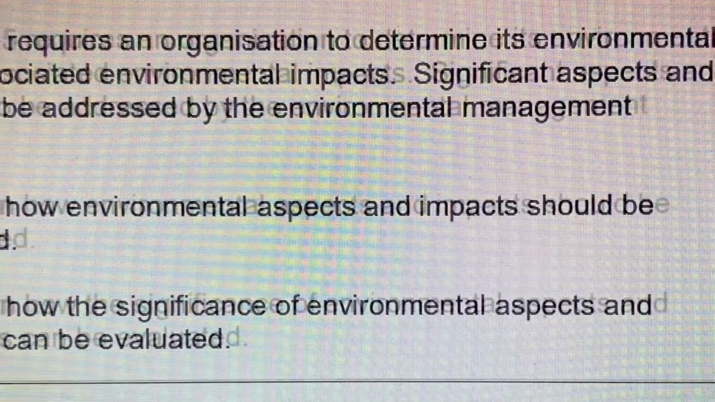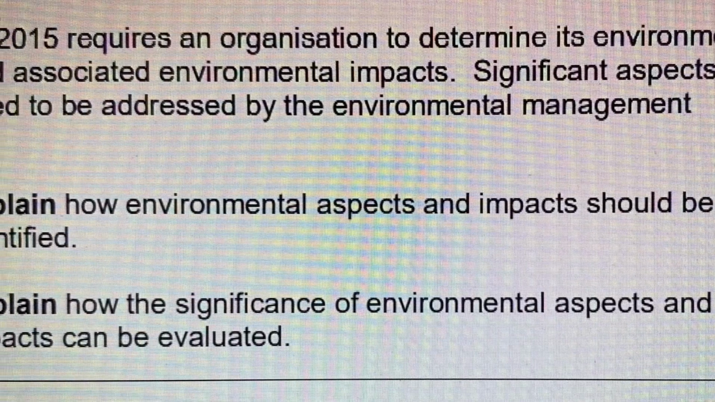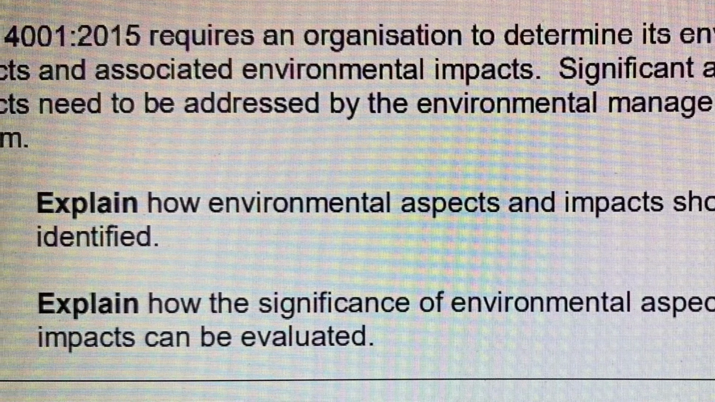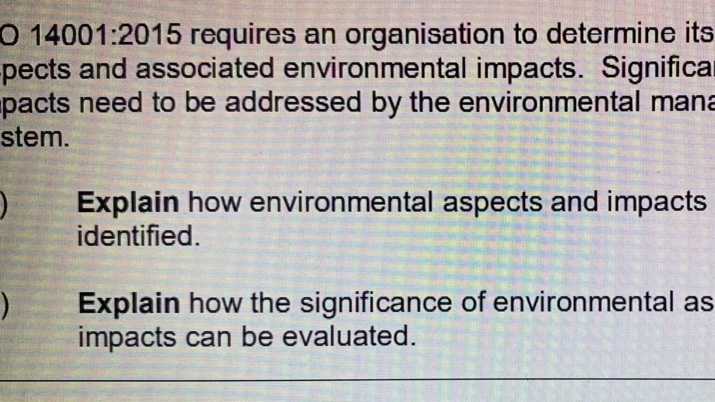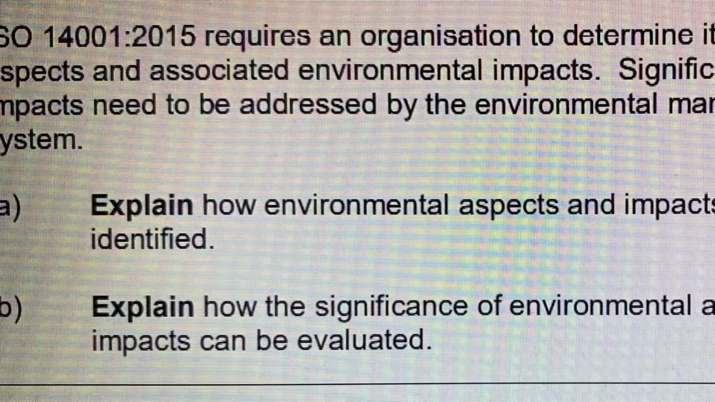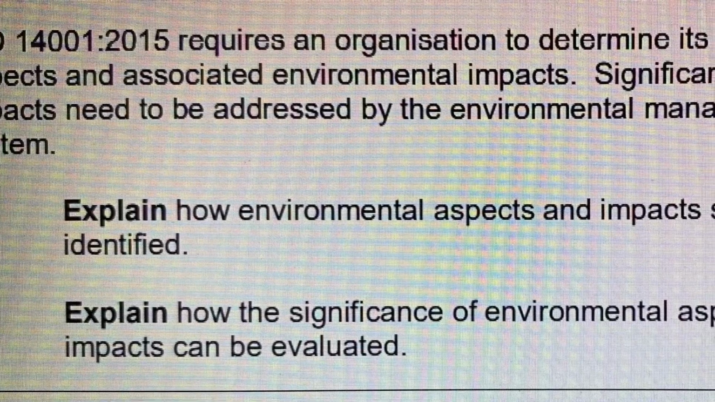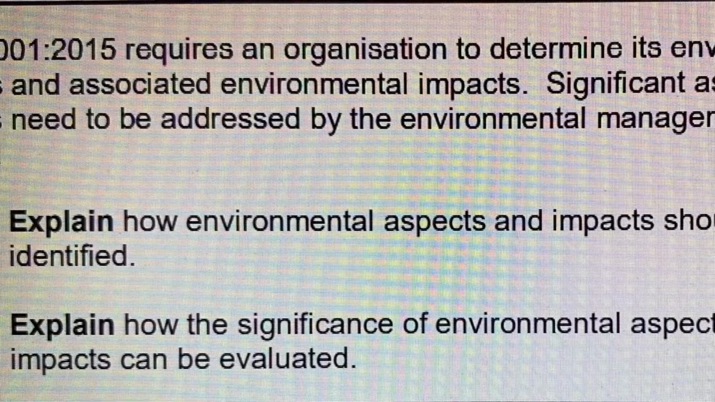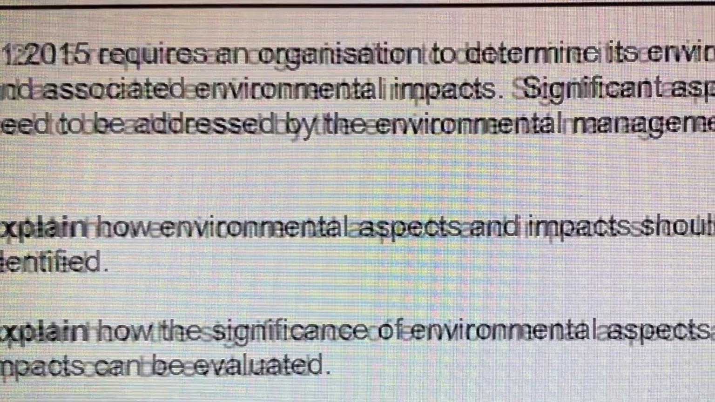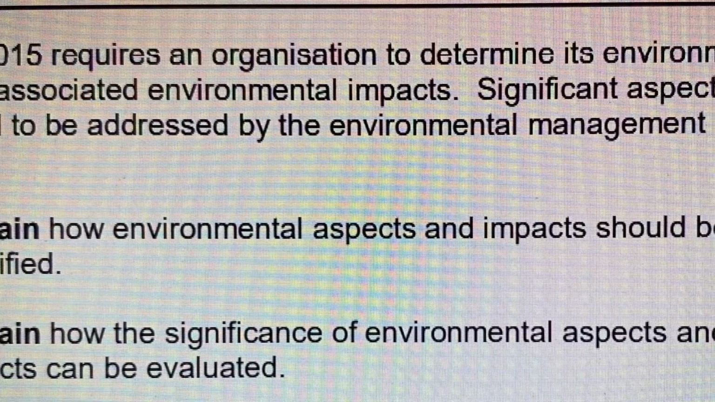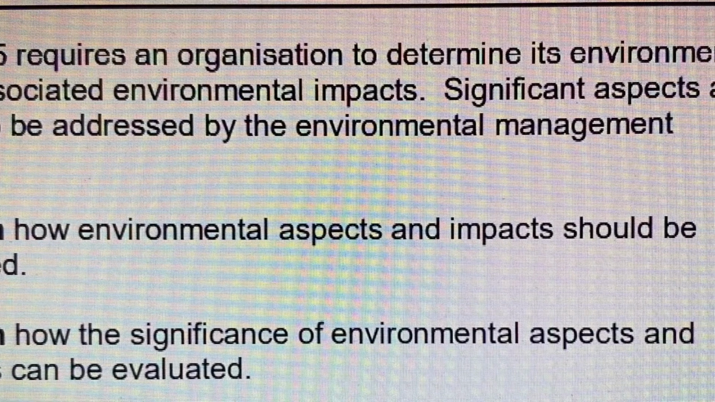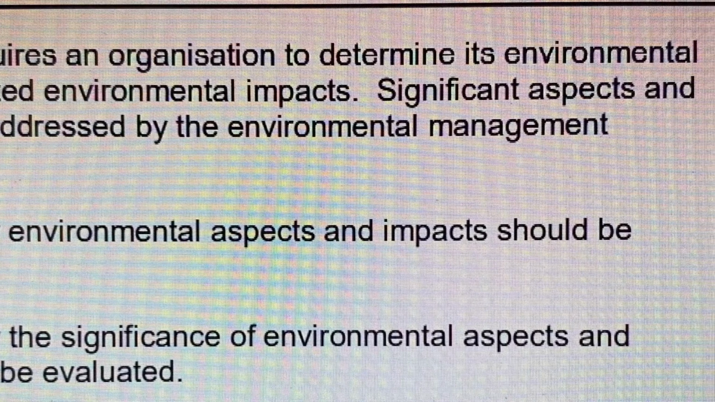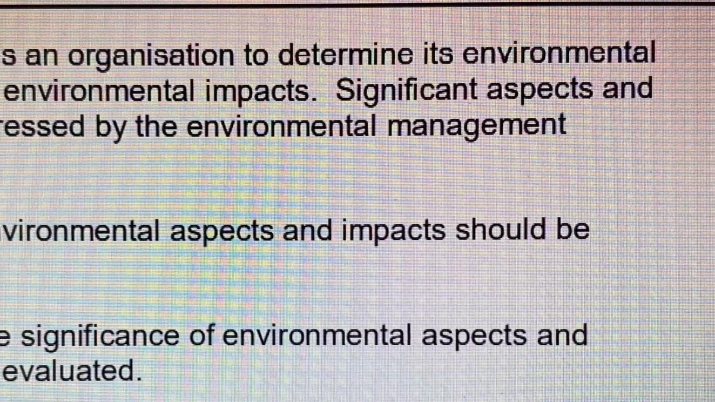If you go to the second question, how the significance of environmental aspects and impacts can be evaluated, there are a lot of ways to evaluate them. As I said, you need to make an environmental risk register. You need to identify the processes, activities and procedures of the company, who the stakeholders involved are, what the factors are, and what impacts there will be on air, water, noise and waste. All sorts of environmental aspects should be considered.